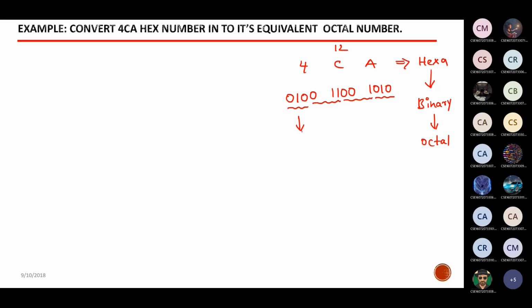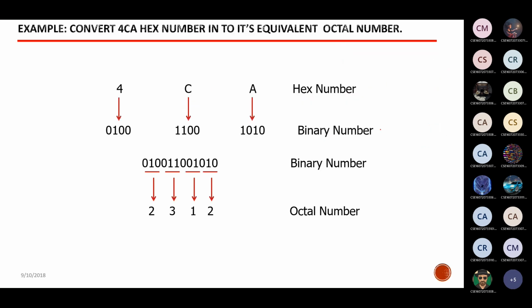So 0, 1, 0 equivalent. If you don't know, you can take like this: 2. Next 0, 1, 1: 2, 3, 1, 2. 3. 2, 3, 1. 2, 3, 2, 1, sir. 2, 3, 1, 2 is the answer. Correct, 2, 3, 1, 2 is the answer.